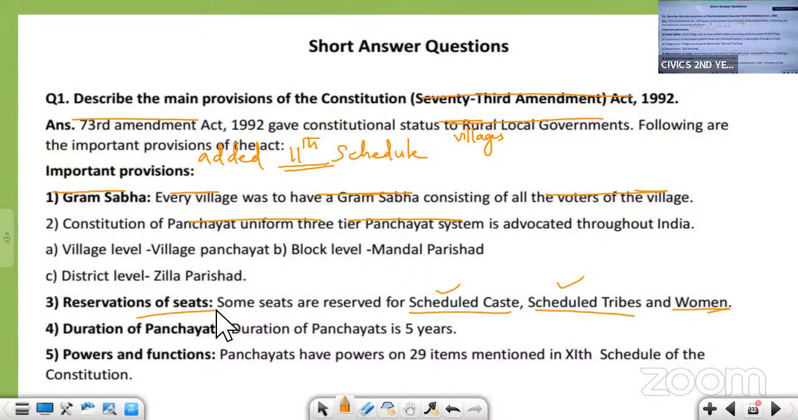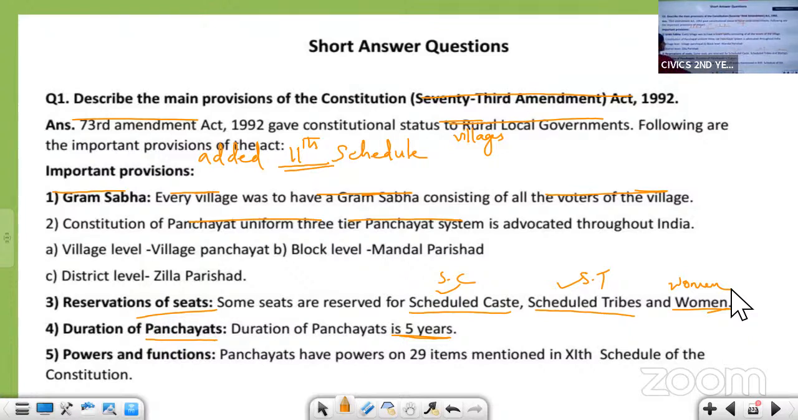Okay, now coming to the duration of panchayat. The duration of panchayat is 5 years. So every 5 years, panchayat elections shall be held, and some seats are reserved for scheduled caste, scheduled tribes and women. Okay. I hope these 4 points are clear to all of you.